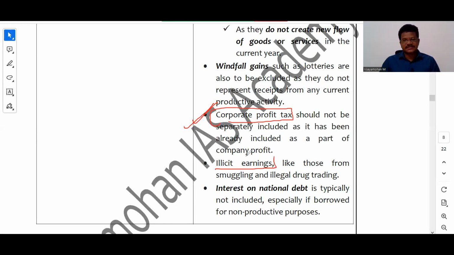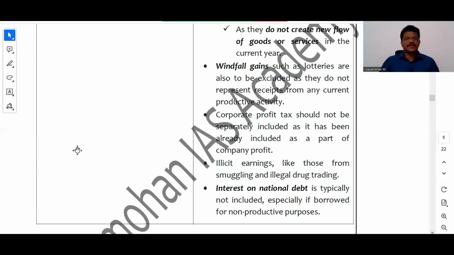Then illicit earnings like those from smuggling and illegal drug trading etc. should be excluded. Then interest on national debt, this is also important. Interest on national debt is typically not included, especially if borrowed for non-productive purposes.